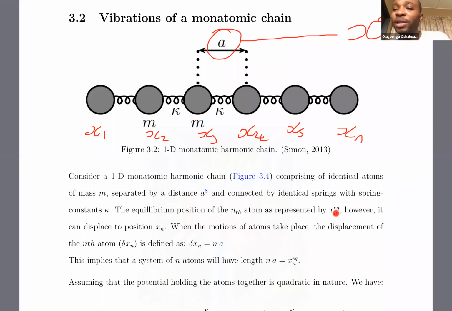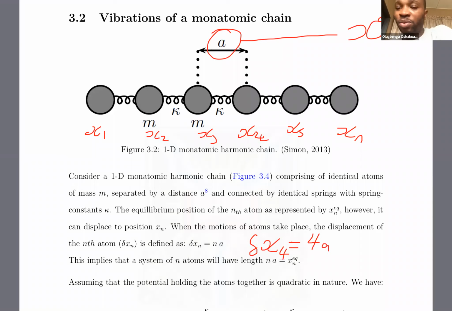So when the motion of atoms takes place, the displacement of the nth atom, that is final position minus equilibrium position, is defined as nA. In the sense that, let's take our n to be 5 in this situation. Okay, let me use 4. Let's take our n to be 4 in this situation. That means that x4 will be equal to 4 times A.